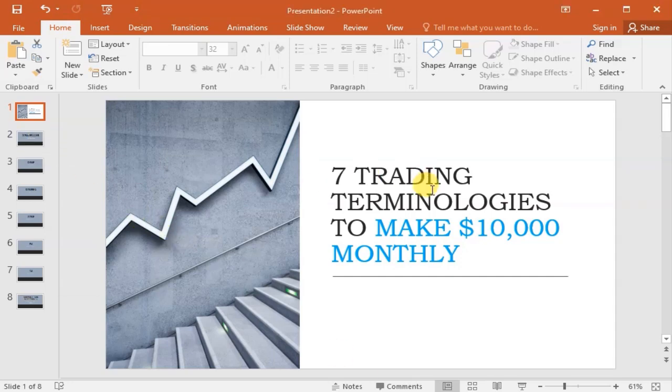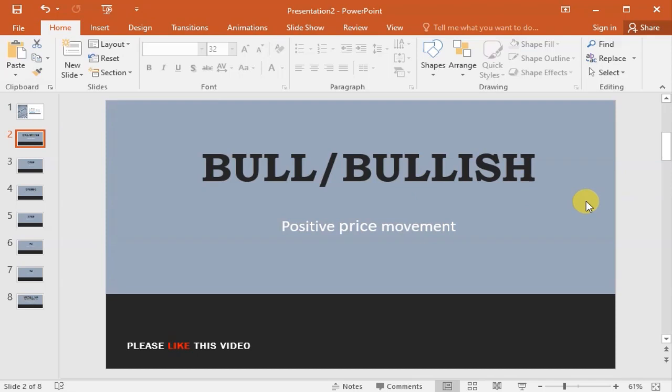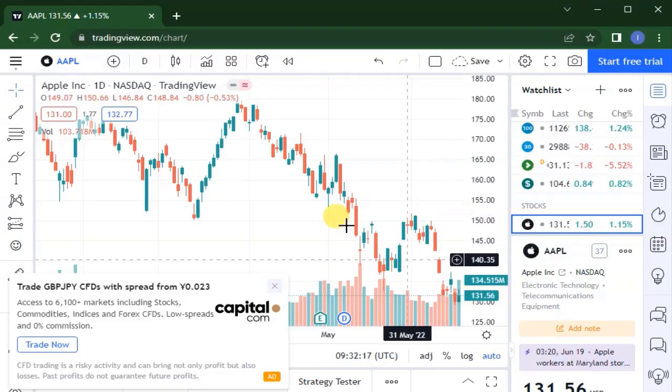The first one we'll be talking about in this video is bull and bullish. This simply means the same thing, and it is positive price movement. When the price is moving in the positive direction, you hear marketers and traders saying the market is bullish, the market is on a bullish run, it's moving in bull position. I'm going to be showing you that on the chart.